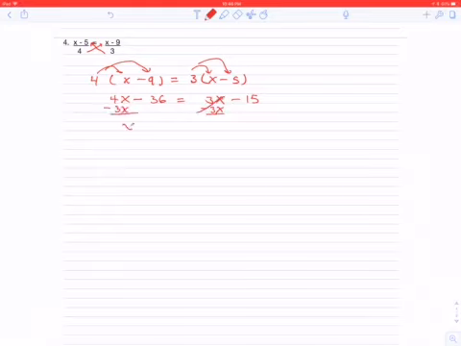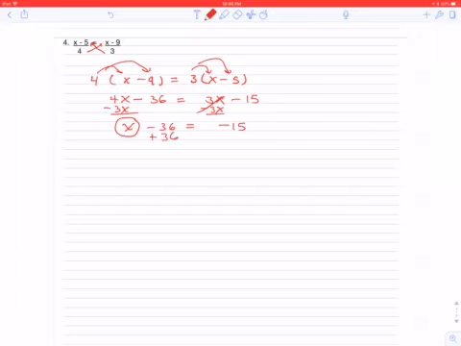Let's subtract 3x from both sides. So I have x minus 36 equals negative 15. Now to get that x by itself, I've got to get rid of that 36. Since it's subtracted, to get rid of it, I'll do the opposite. I'll add. So I get x equals 21.